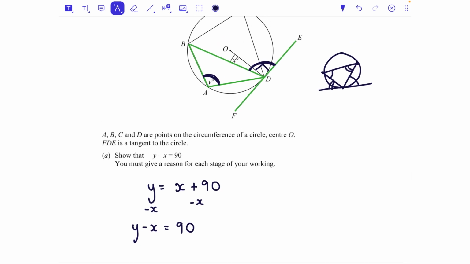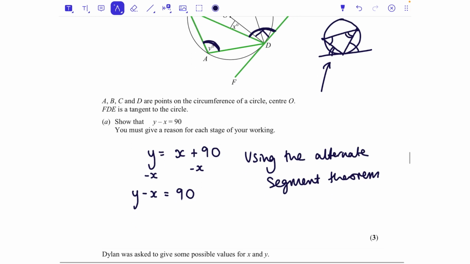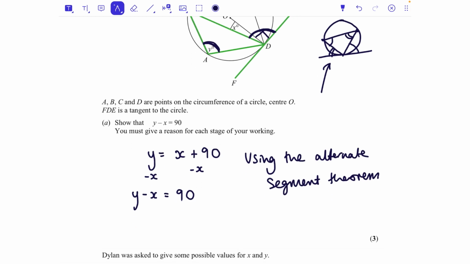What did I use? I used this circle theorem. So using the alternate segment theorem. That's the name of that one, where you've got that triangle on its tip. We also use the fact that a radius and a tangent meet at 90 degrees. So those were the two rules that we used there.